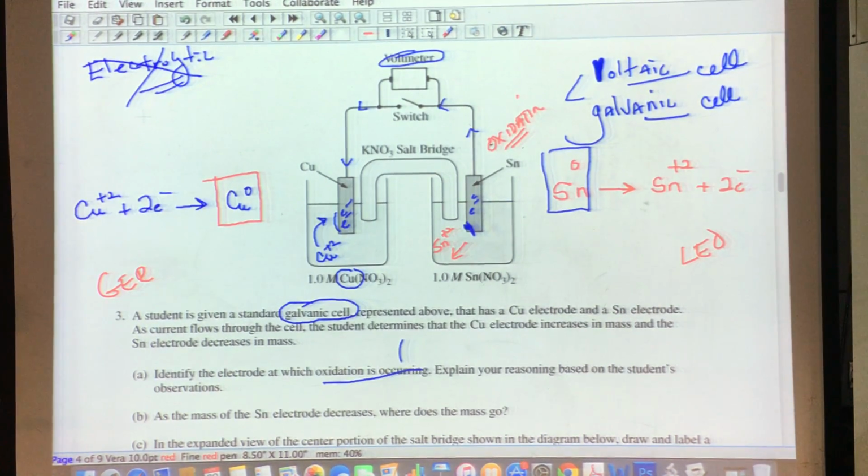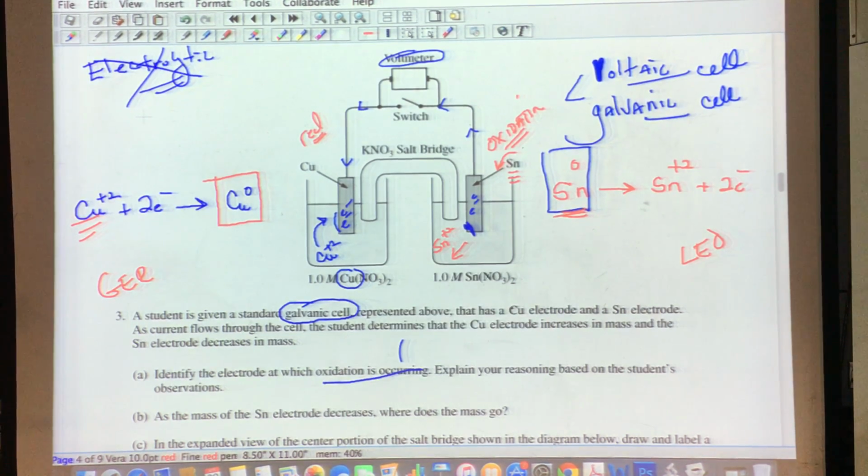And give your reasoning. There are so many ways to say this, but the tin is the place where electrons come from. If copper is gaining in mass, that means the copper ions are getting reduced, which means that the tin has to get oxidized. Okay, explain it based on the student's observation. If copper is gaining mass, that means it's getting reduction. This must be the reduction cell. Therefore the tin is the oxidation cell. That's where the electrons have to be produced from. So tin has to lose them, and it actually gets smaller. They just say copper gets bigger, but the tin will have to get smaller. And there they go, letter B.